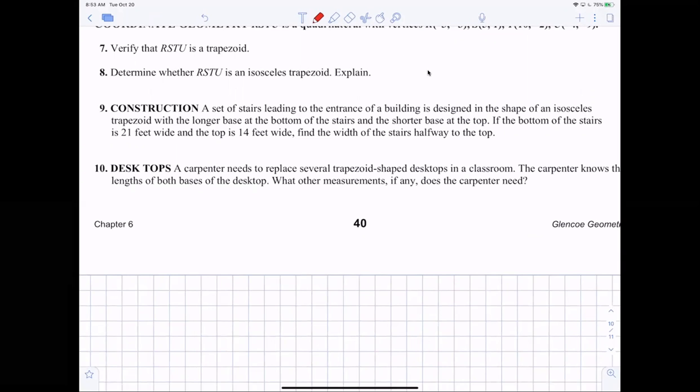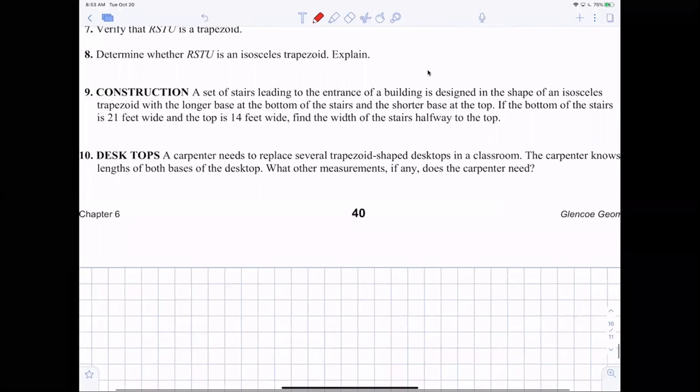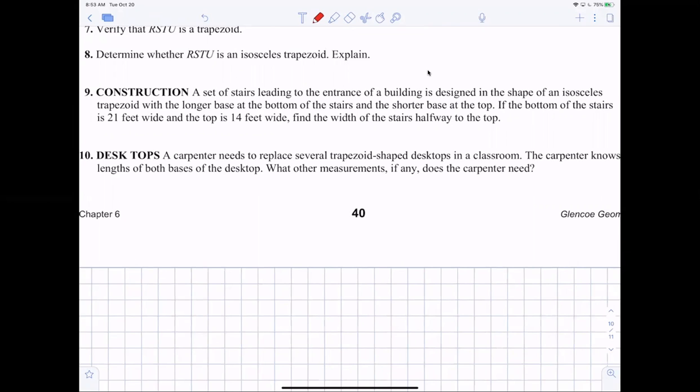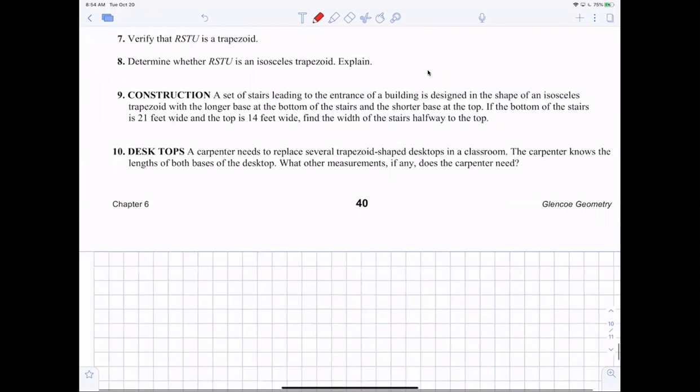All right, let's see what this construction problem is. A set of stairs leading to the entrance of a building is designed in the shape of an isosceles trapezoid, with the longer base at the bottom of the stairs and the shorter base at the top. If the bottom of the stairs is 21 feet wide and the top is 14 feet wide, I don't know why they do that. After all that, that's just a mid-segment, correct? So what is it? Somebody said 17.5 feet. Everybody okay with that?